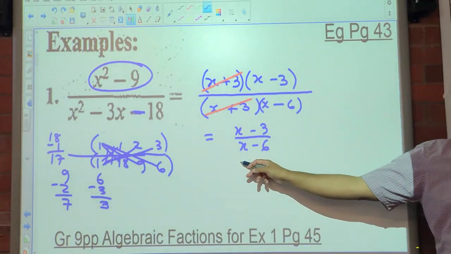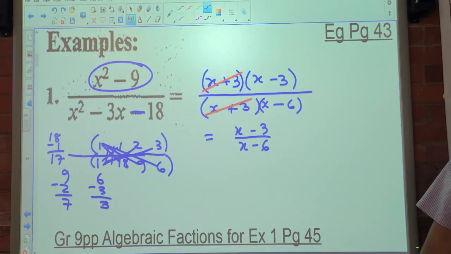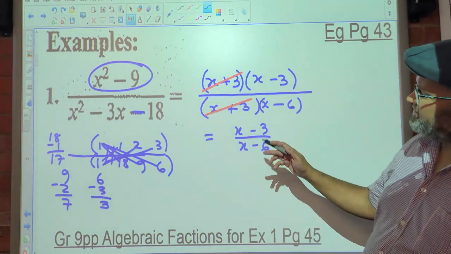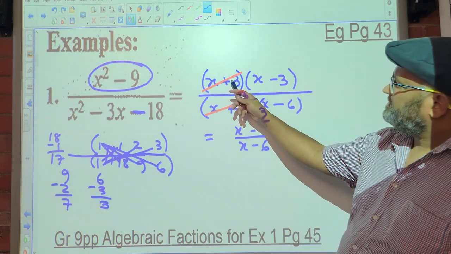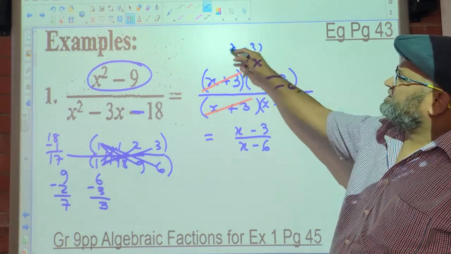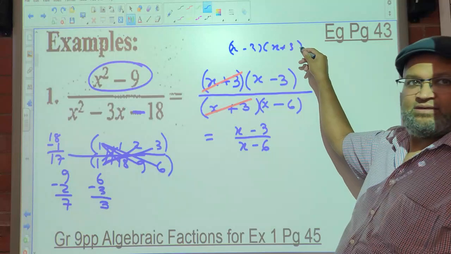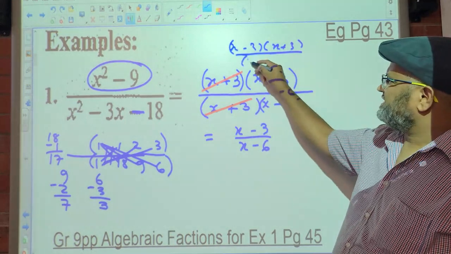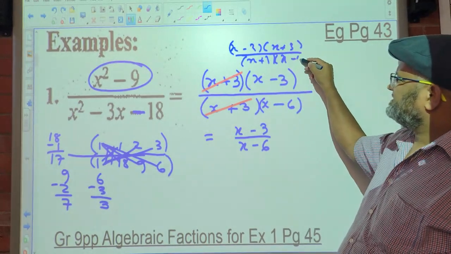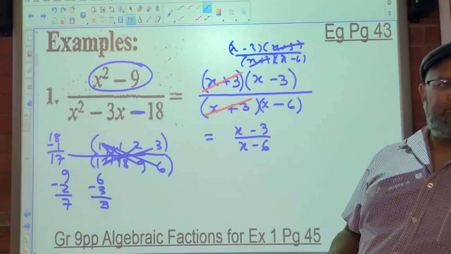Can we cancel the x's then? No. Yes, Michael. If the first bracket on top was x minus 3, so you wrote x minus 3 and x plus 3, like that, it's fine. Because that will be over exactly this, which is x plus 3 over x minus 6. So that cancels that. Okay.